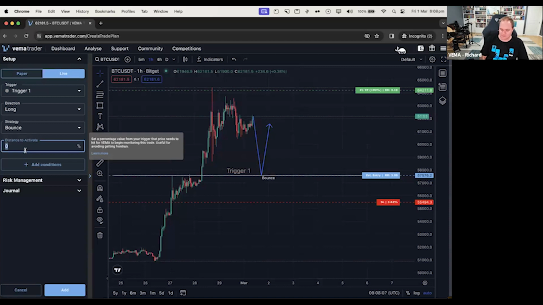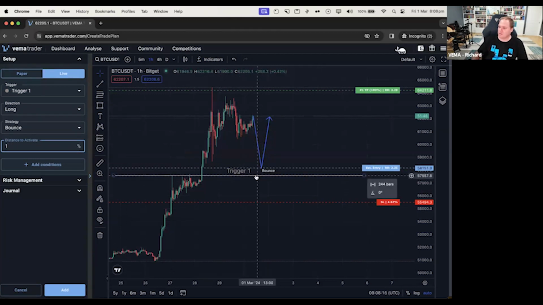the distance to activate. So I'm going to put in there, let's go 1%, just to make it really big and visible. So you'll see the blue line has moved off the trigger now. So this now says price has to come down, and if it comes within 1% range of the trigger, then that's going to say, hey, we've come close enough to the trigger for the bounce. Let's go ahead and take the trade.